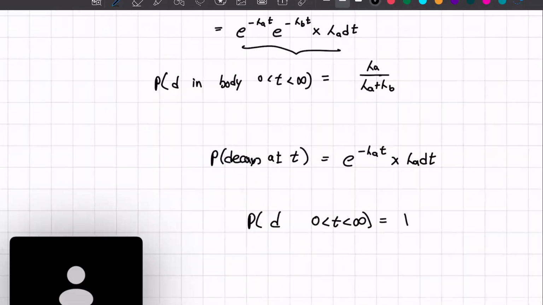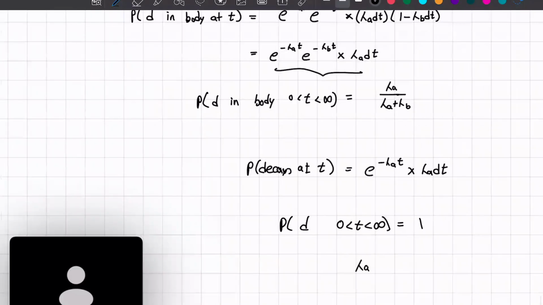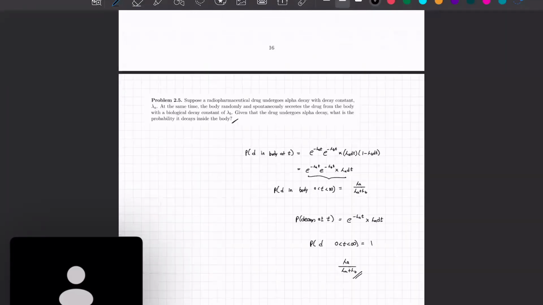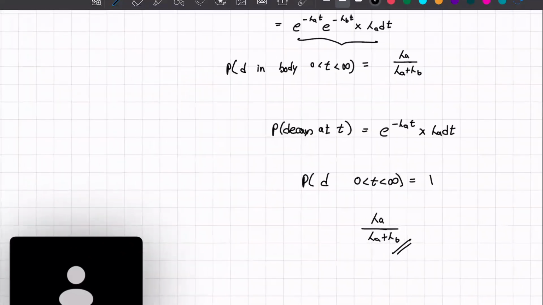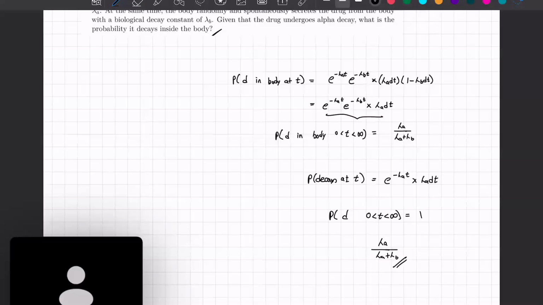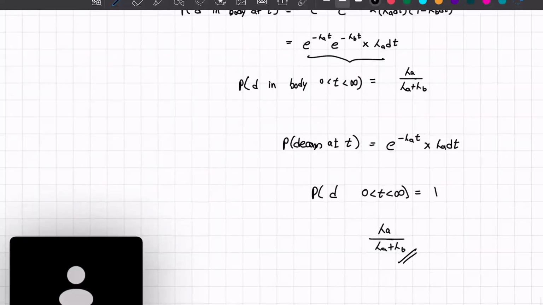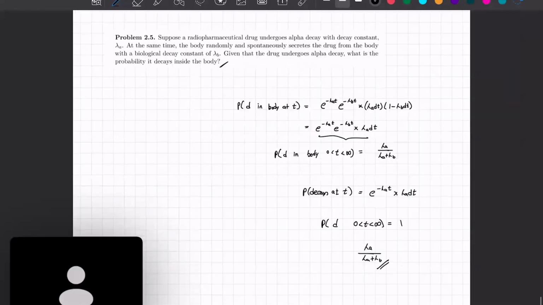So to answer the final question, it will just be lambda A over lambda A plus lambda B, divided by 1. So this is the final answer for that question. Which is kind of nice, because it's like a weighted average, kind of thing.